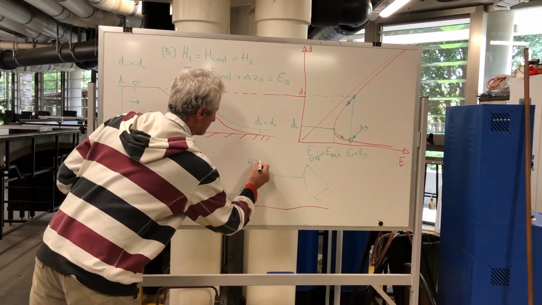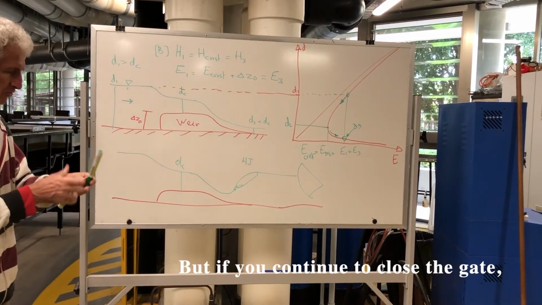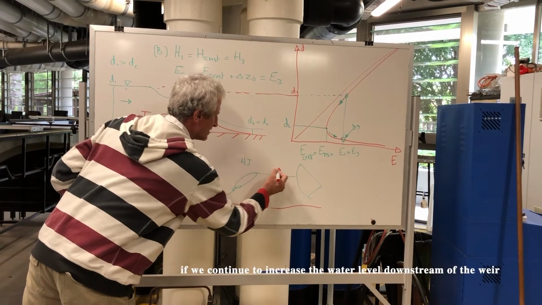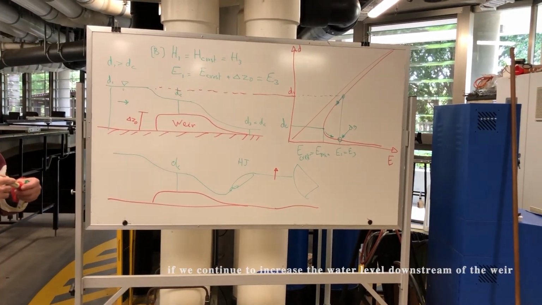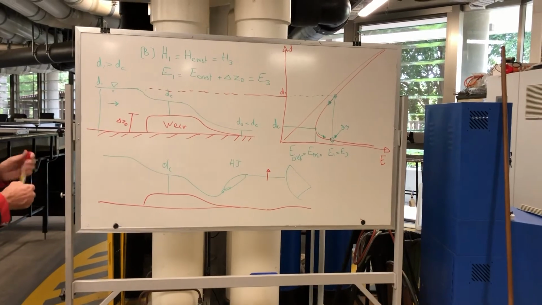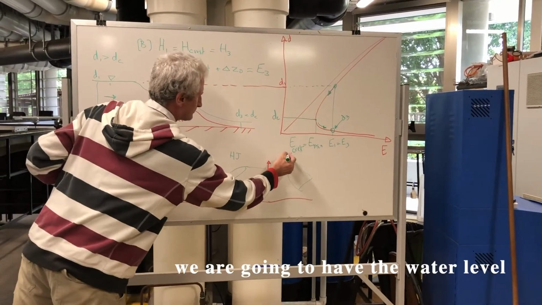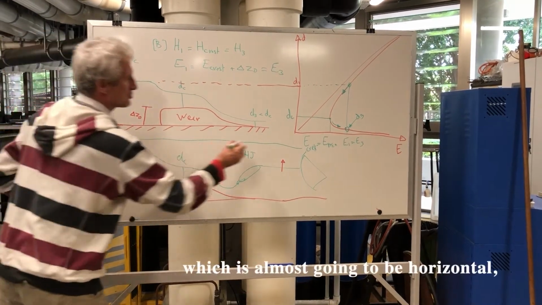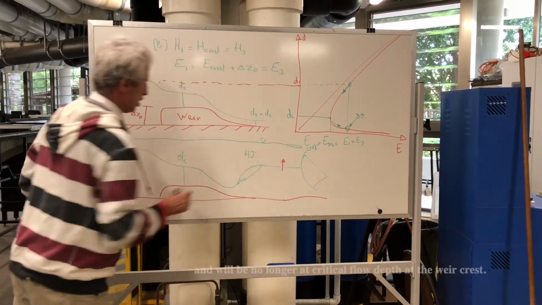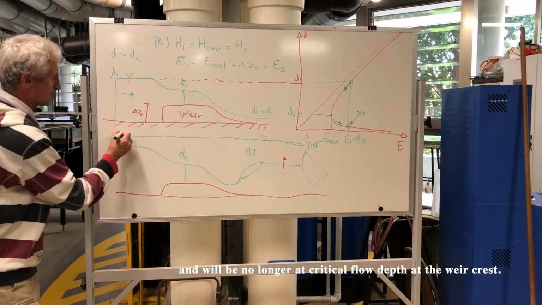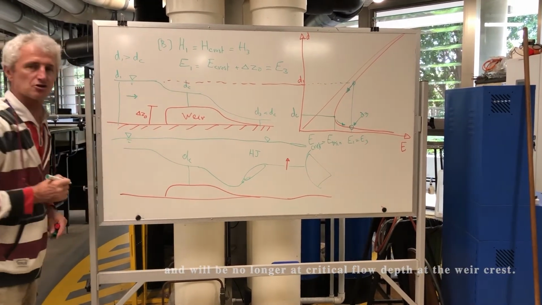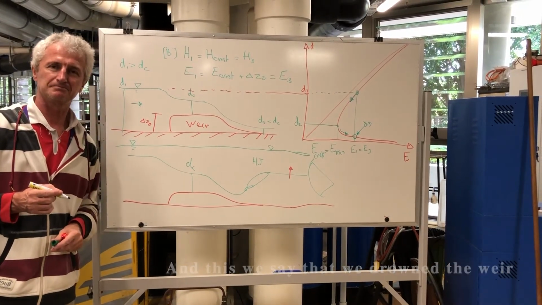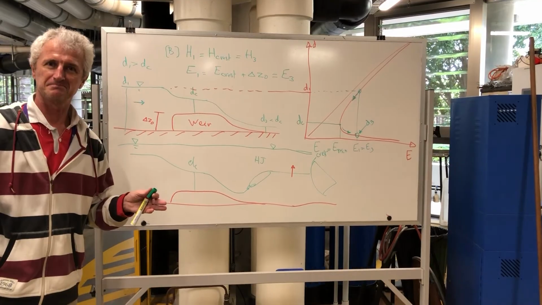But if we continue to close the gates, that is, if we continue to increase the water level downstream of the weir, at one stage we are going to have a water level which is almost horizontal, and the flow is no longer critical at the weir crest. On this, we say that we drown the weir. That's it.